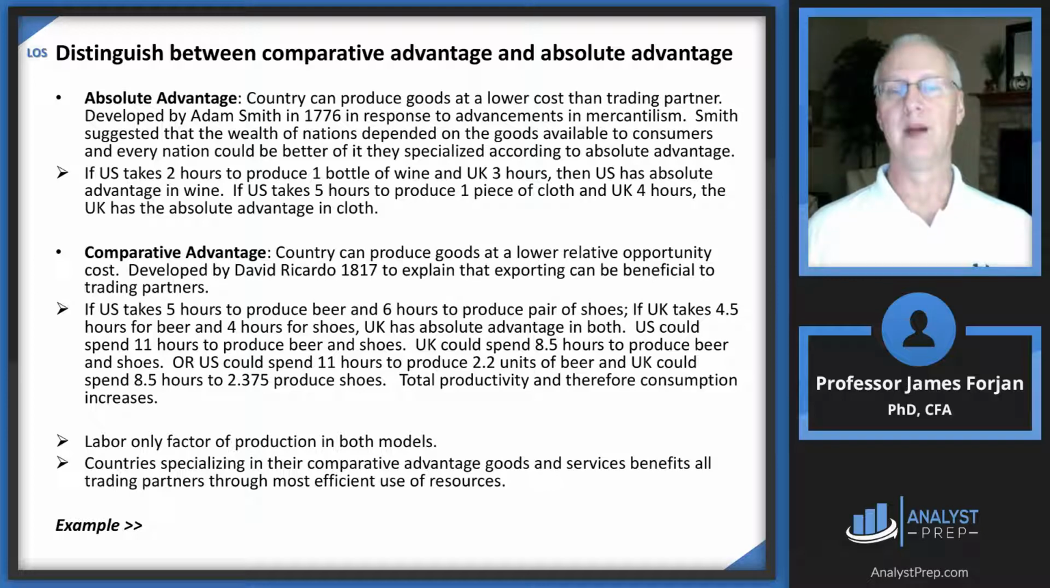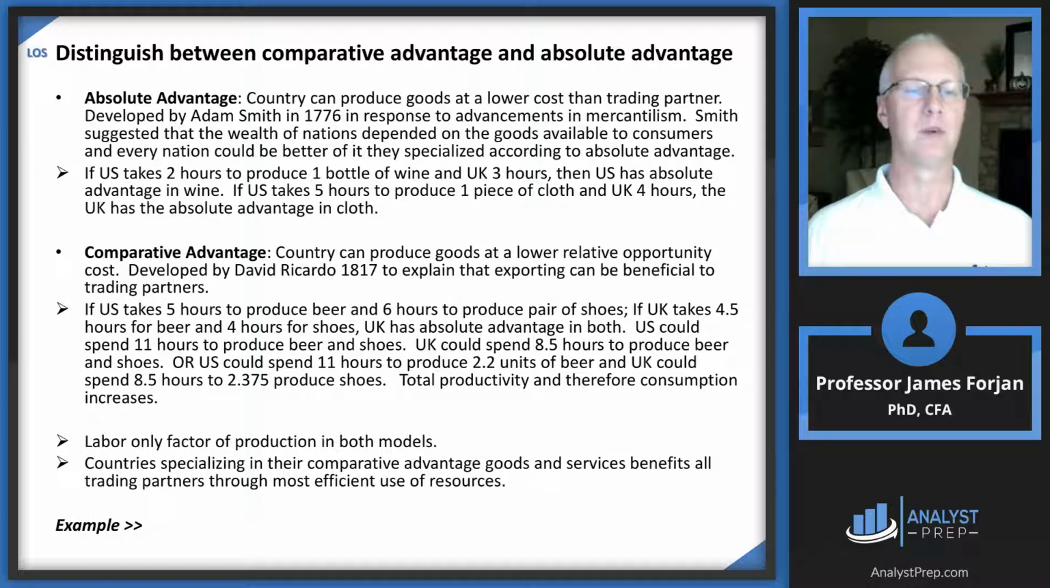Now, let's compare that to comparative advantage theory, which was developed by David Ricardo in the early 1800s. He was trying to explain why exporting was beneficial to all trading partners. It really is a piggyback on top of Adam Smith's theory, but it suggested that the absolute difference between the two costs was not nearly as important as the relative costs. And so countries ought to produce goods when they have a lower relative opportunity cost.